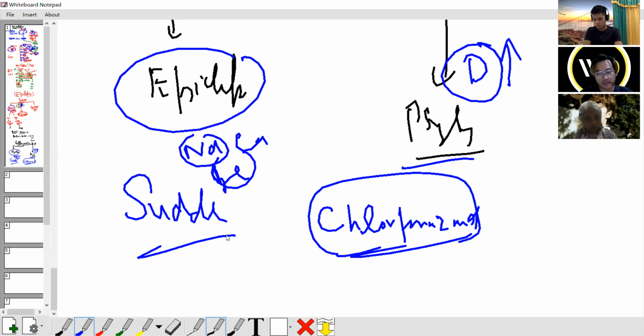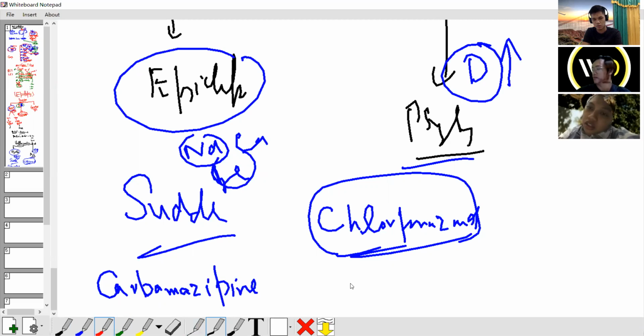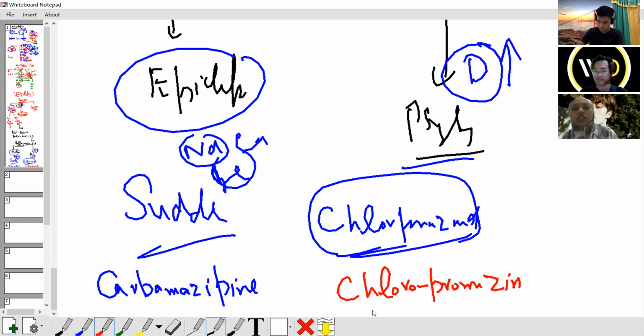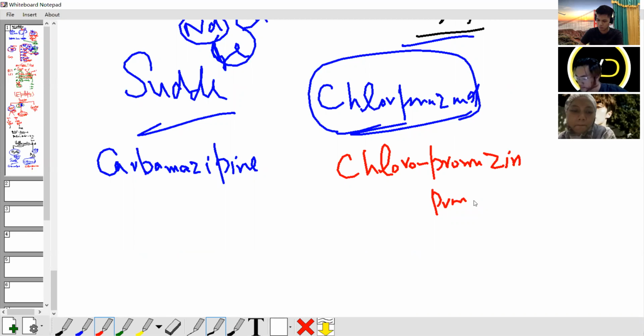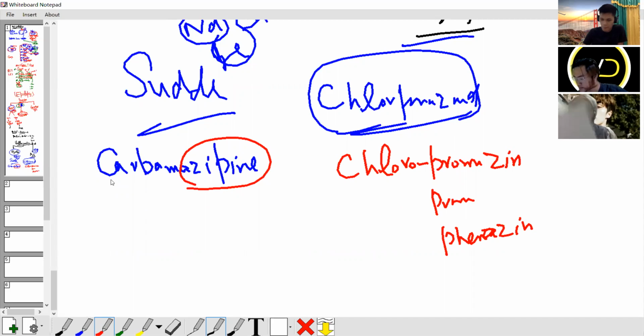So we can differentiate it easily. You can use an antipsychotic or an anti-epileptic. Okay, anti-epileptic, the famous drug here, a very old drug, carbamazepine. Do not mix these two drugs. Chlorpromazine, promethazine, fluphenazine. Okay, remember at the last, phenazine. Okay, so what is this? It's carbamazepine. Understand? The carbamazepine.